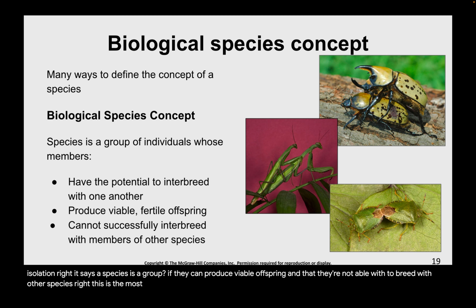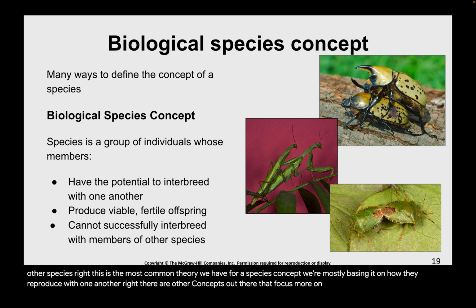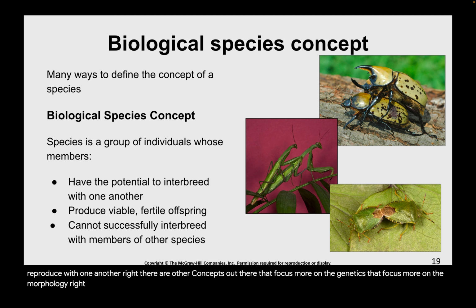This is the most common theory we have for a species concept. We're mostly basing it on, can they reproduce with one another, right? There are other concepts out there that focus more on the genetics, that focus more on the morphologies, right? There are other species concepts. This just happens to be the most common. Because it's the most common, that's the one we are going to focus on, right?